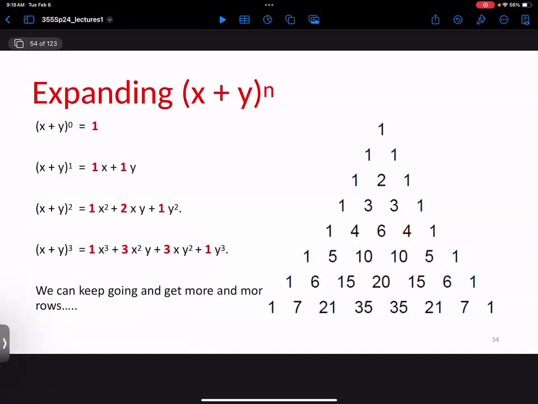x plus y to the first is just 1x plus 1y. That's the second row, 1, 1. Or if you want, the second row is really the first row, and the first row is really the 0th row. x plus y squared is 1x squared plus 2xy plus 1y squared. That's the row 1, 2, 1. And so on and so on.